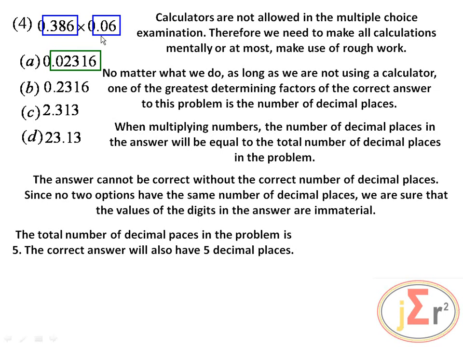1, 2, 3, 4, 5 decimal places. That is the only one that is possible to be correct. It is our correct answer. The correct answer is option A.